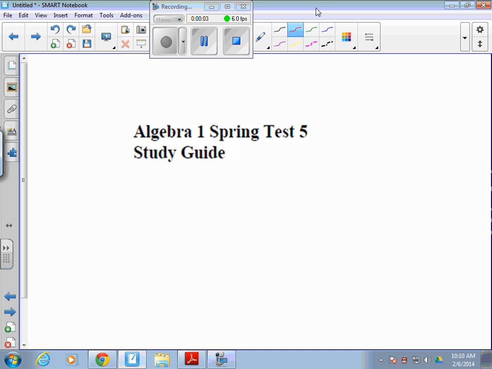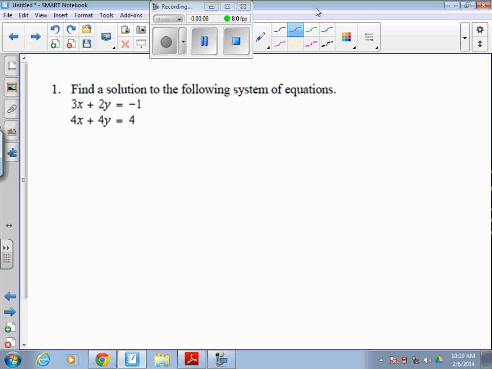This is Algebra 1, spring, from our test week number 5. Study guide number 1 says find a solution of the following system of equations. Notice it doesn't tell you to graph and check. It doesn't tell you to do substitution. We'll use substitution to find this one.